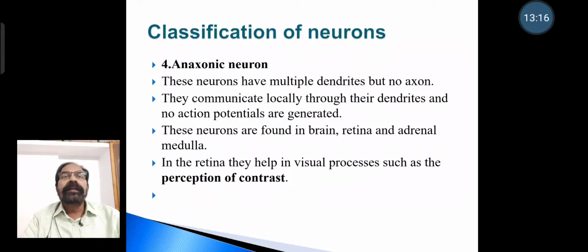And anaxonic neurons. These neurons have multiple dendrites but no axon. They communicate locally through their dendrites and no action potentials are generated. These neurons are found in the brain and retina. In the retina they help in visual processes such as perception of contrast.